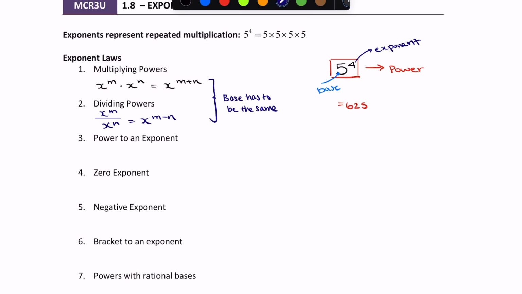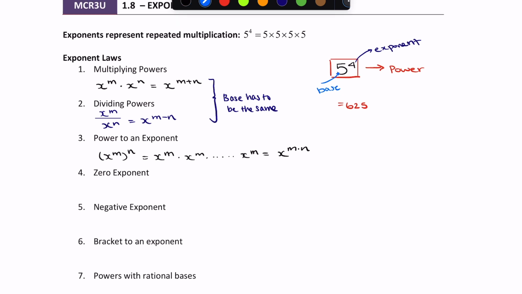If we're looking at a power to an exponent, for example, x to the power of m, all to the power of n. So again, x to the power of m in the brackets, we see this as x to the power of m times however many times, x to the power of m we have. So here we are multiplying m and n. So we have x to the power, we keep the base, m times n.